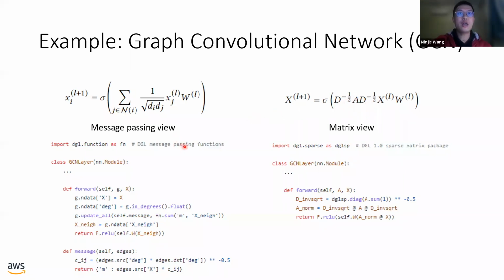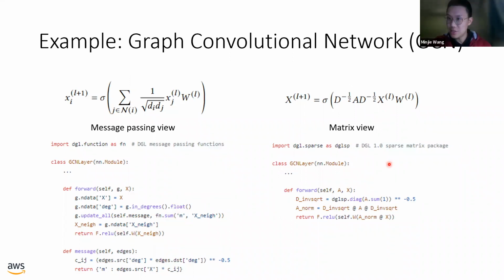And here below the equation, you can see the code, how you can implement these two kinds of perspective using DGL. On the left-hand side is the message passing perspective. In DGL, you first attach this data to the graph object. It triggers the update operator and passes it the message and the reduce function. It will compute the message passing for you and generate the updated node embedding. So this is a message passing view.